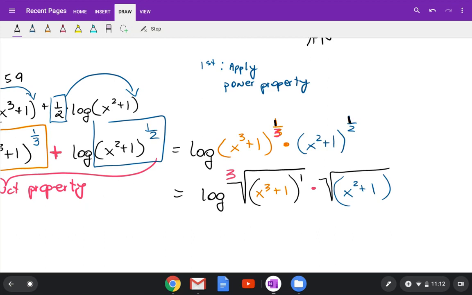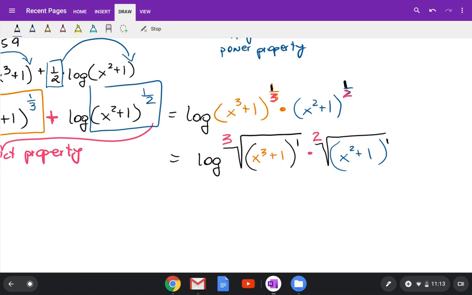1, which is the numerator, always stays with that expression, which goes inside the root, x squared plus 1. 2, which is the denominator, is the index of the radical. So that means we have a square root. Let's rewrite that correctly. So we have log of the cube root of x cubed plus 1 to the power of 1, which is just x cubed plus 1, times the square root (when the index of the radical is 2, we don't write it) of x squared plus 1. And this is the final answer.